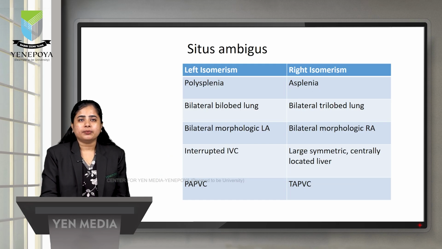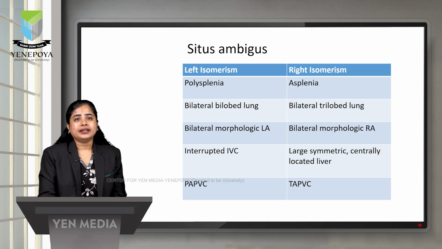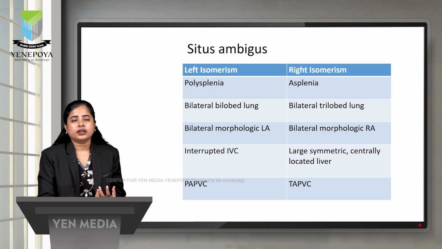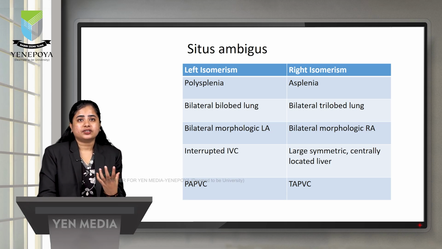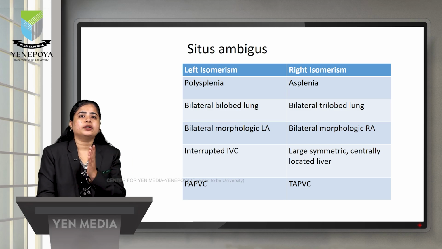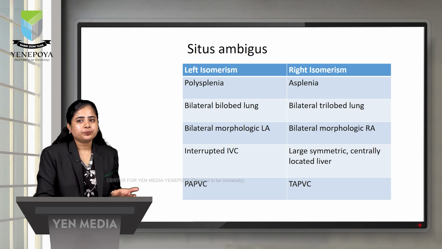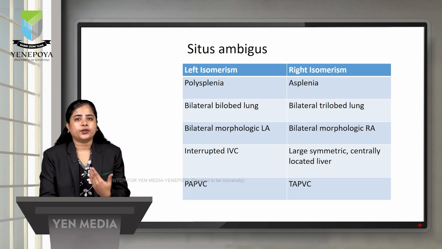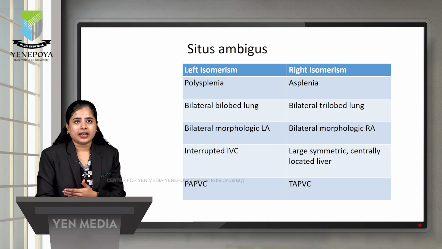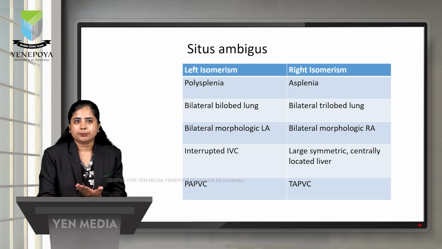Left isomerism is also called polysplenia. Why is it called polysplenia? The left-sided structures are the stomach and spleen. In left isomerism, the left-sided structures will be duplicated to the right side also, whereas right-sided structures will be absent. So the spleen, which is present on the left side, will also be duplicated to the right side. That's why it is called polysplenia. In right isomerism there will be absence of the spleen, because on the right side we don't have a spleen. That's why it is called asplenia. And these are the abnormal conditions commonly associated with situs ambiguous.